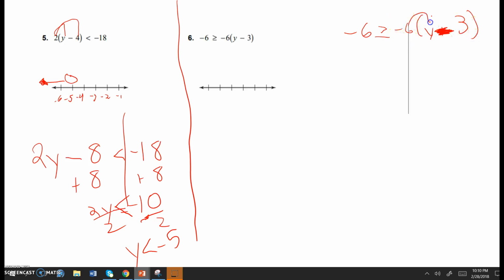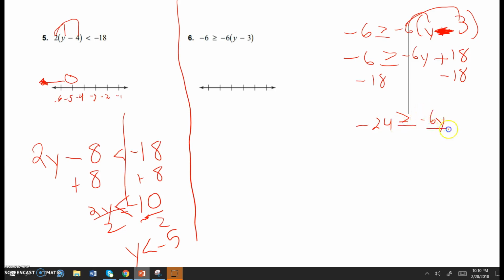We have to distribute with this one too, so we're still left with negative 6 over here. Negative 6 times y is negative 6y. Negative 6 times negative 3 is positive 18. Our next step, now that we have an actual expression, is to subtract the 18. To do that, you get negative 24 is greater than or equal to negative 6y. Divide by negative 6. 4 is less than or equal to y, because we had to flip the sign.